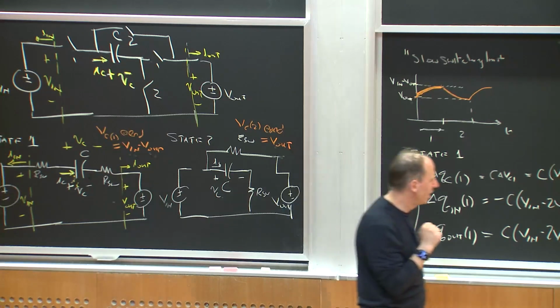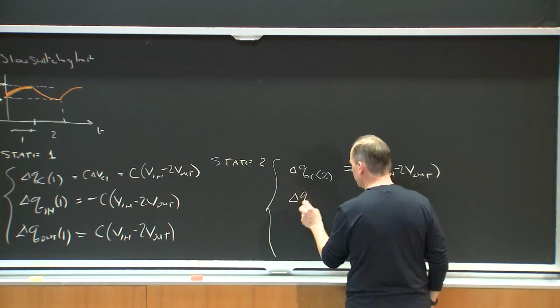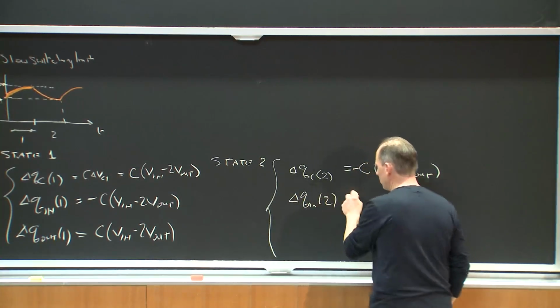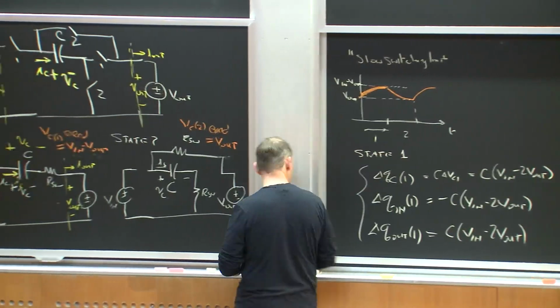So let's just say what happens. What's delta Q in state 2? Can anybody tell me that?